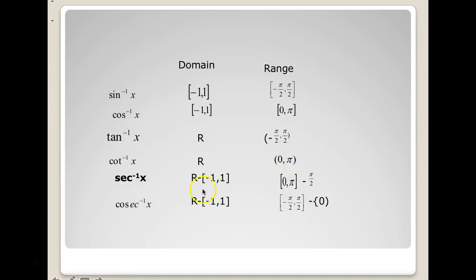Sec inverse and cosec inverse have the same domain, that is R minus the closed interval minus 1 to 1. Range of sec inverse is the closed interval 0 to pi minus pi by 2. Range of cosec inverse is the closed interval minus pi by 2 to pi by 2 minus 0.